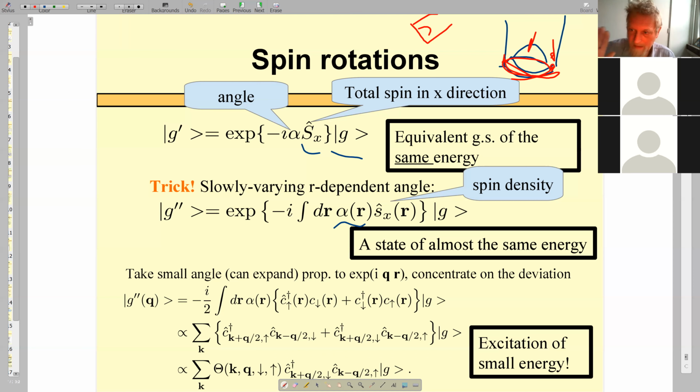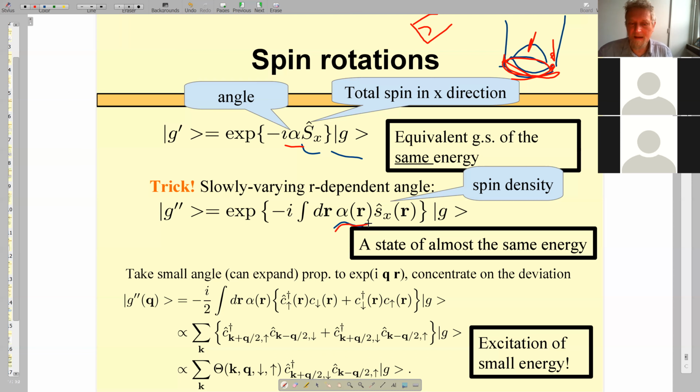Good. Let me go on with calculation. So the trick is to make this angle slightly depending on coordinates. Good. If it changes quickly, then perhaps I have high energy. If it changes smoothly, it's an approximation to a constant, and I expect small energies for the resulting state.